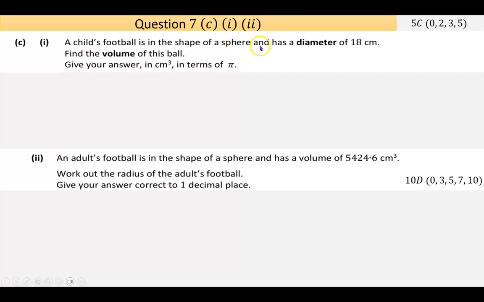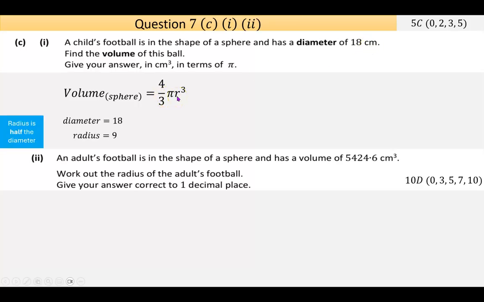Okay, and has a diameter of 18 centimeters. And diameter is not as useful as we'd like. We might want to look for the radius, even just to get the low partial. The question then is, find the volume of this ball. Okay, so I'm looking at the volume of a sphere formula. Question then states, give your answer in centimeters cubed in terms of pi. And we don't need to change units because they're already in centimeters.